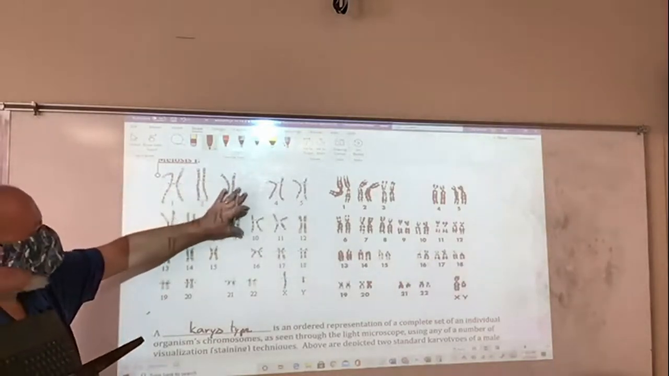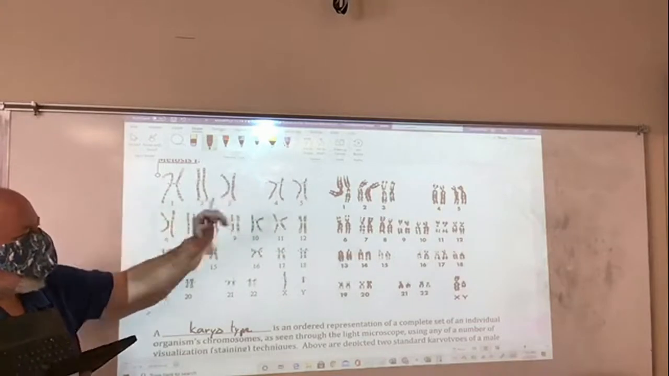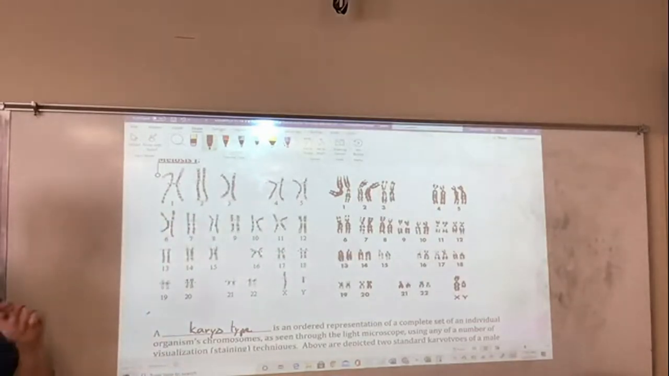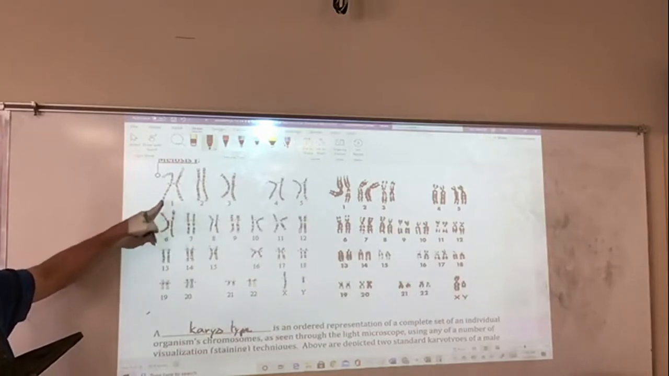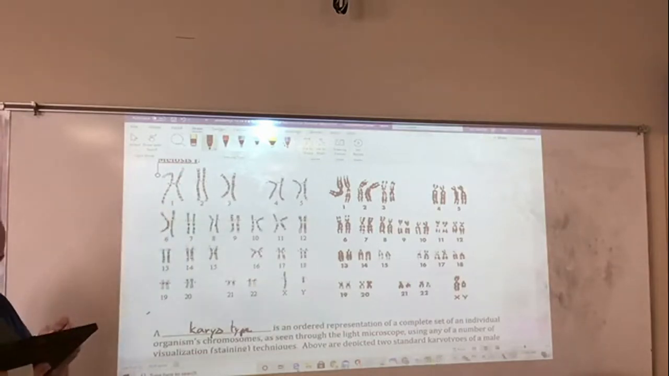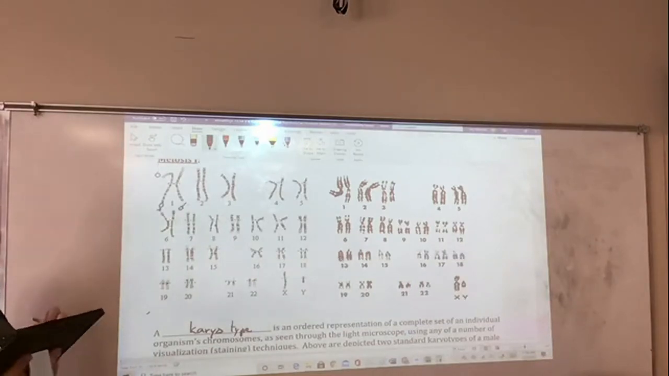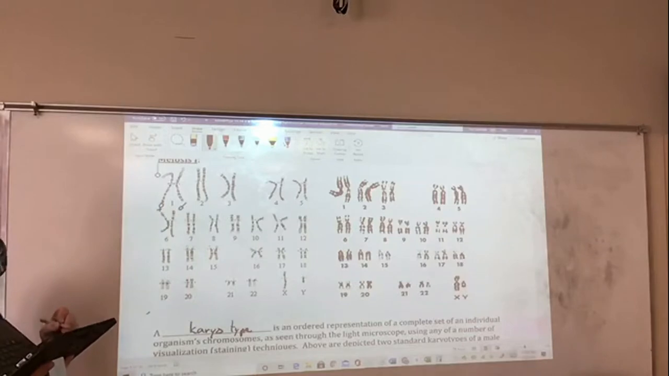Here is my diploid cell before I undergo synthesis. I just have 23 pairs of chromosomes. One of these is mom's and one of these is dad's, and you can't tell which. But let's just say that's dad's and that's mom's. We have the little male and female symbols there. So that's dad's and that's mom's, except it's not letting me draw the little arrow there.